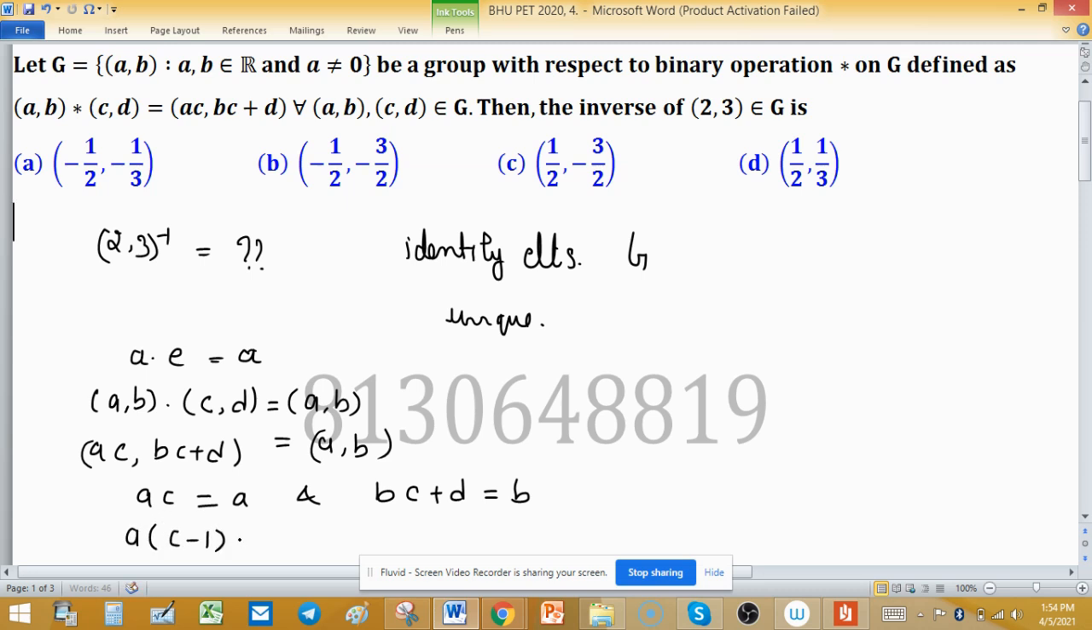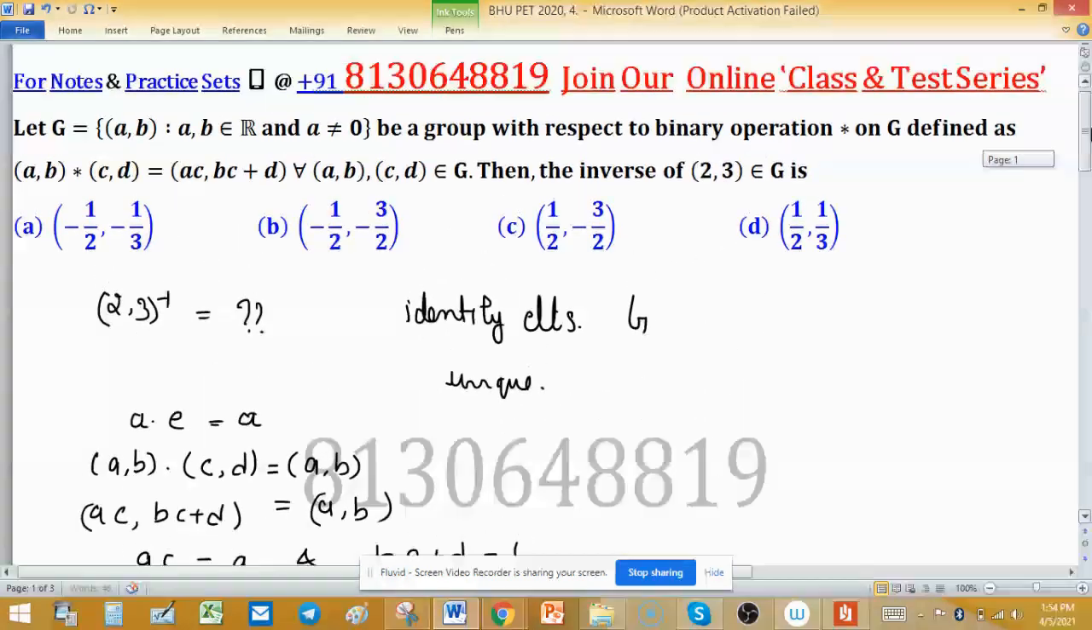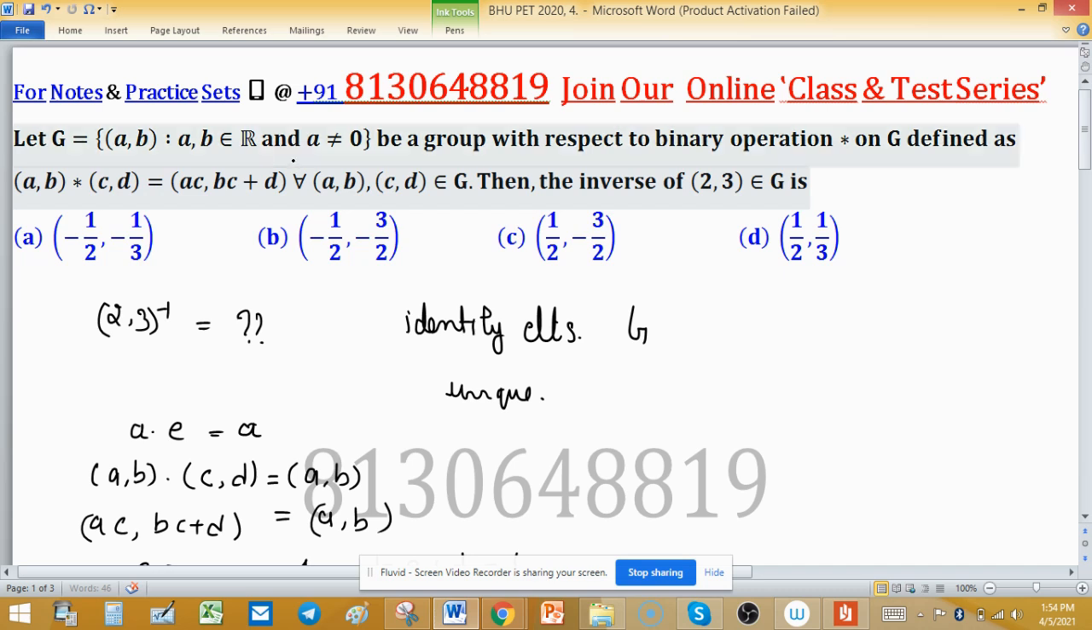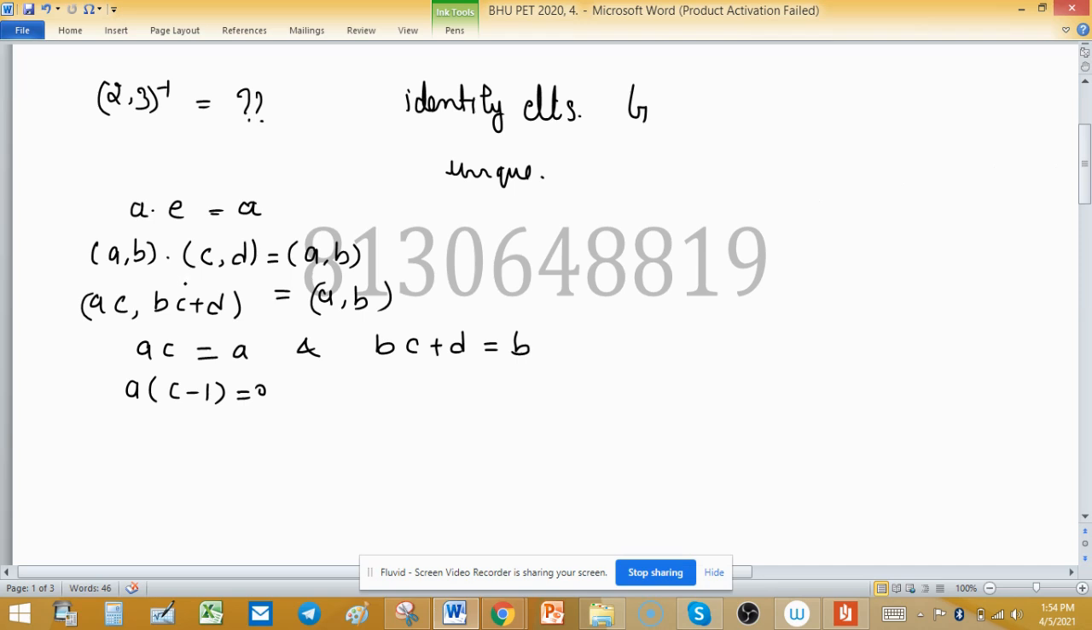A(C - 1) is equal to 0, and I already took A as a non-zero defining element in G. You can see here A is non-zero. If we are taking an element as an ordered pair, then the first element is non-zero and there is no condition on the second component of the ordered pair. We know that A is not equal to 0, so C equals 1. Call it equation 1. Now from this one, take B(C - 1) + D equal to 0.